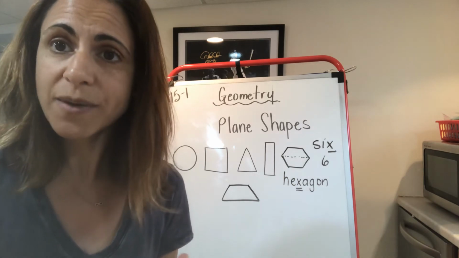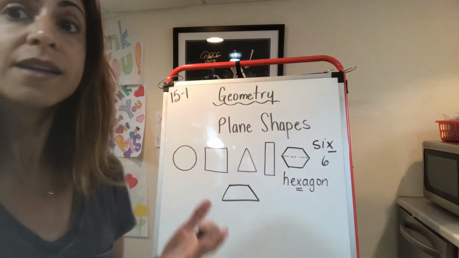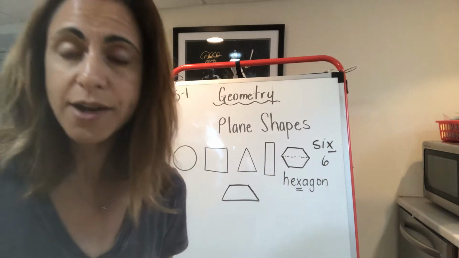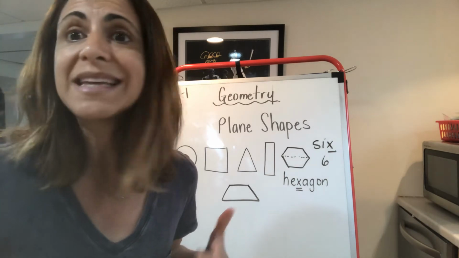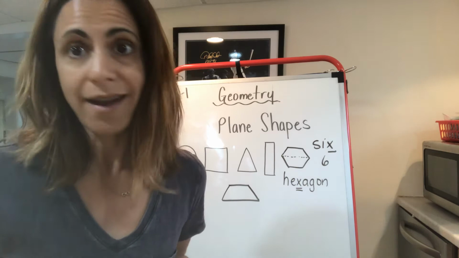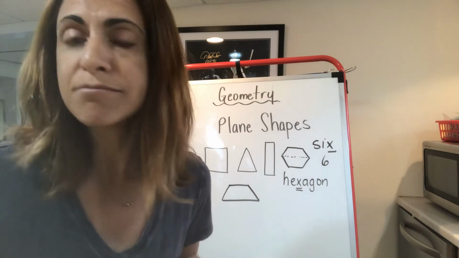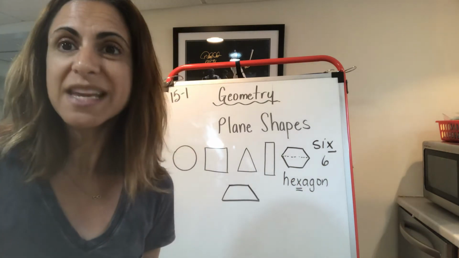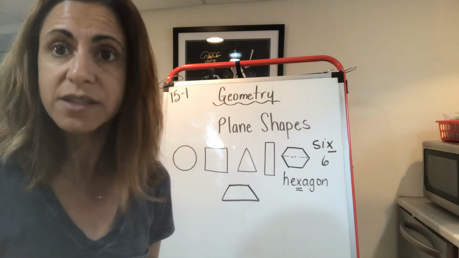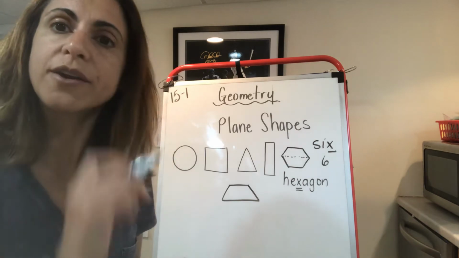So what I'm going to do is, for your work today, on your dry erase board or on your piece of paper, all I'm going to do is say a shape, and all you're going to do is draw it on your paper. That's it. So simple, because I want you to get used to hearing the shape words, and I want you to be able to draw them all on your own.